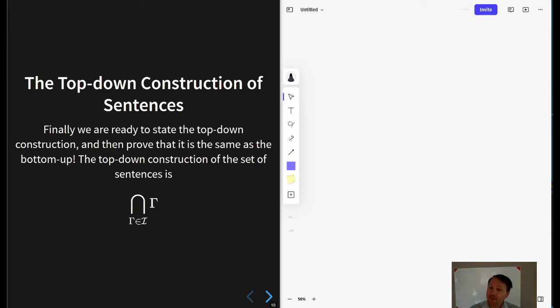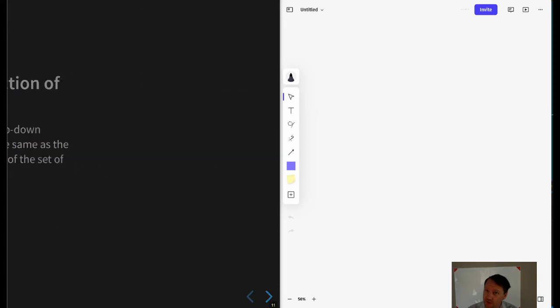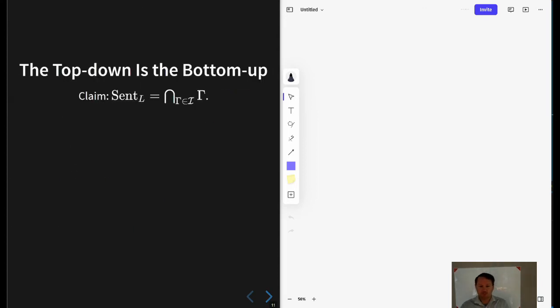So we're going to claim that the set of sentences given by the bottom right, cent L, remember, was defined through the bottom-up construction. We're going to prove that it's equal to the top-down construction. This is going to be a subset proof in two directions, so we're going to start with the left, a subset of the right.